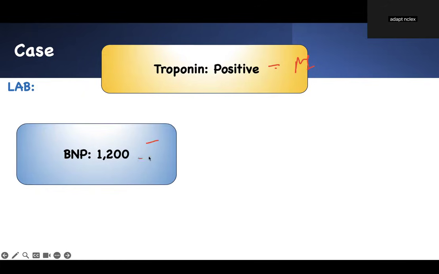A high BNP means we have fluid overload. So there's worsening of what? CHF. The patient's CHF is worsening because they're retaining fluid, and because of what? The kidney is not working. The NCLEX always gives you labs like this so that you can get confused. They want you to prioritize. We have a positive troponin, and we have a BNP that is elevated. All this is telling you that there is something life-threatening, but you've got to pick which one is dangerous and which one you should focus on.